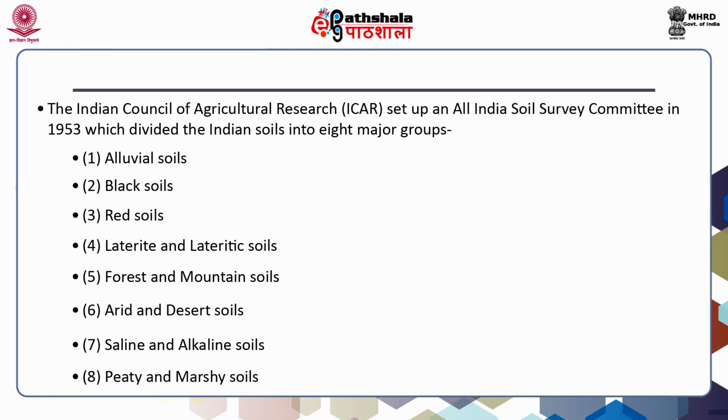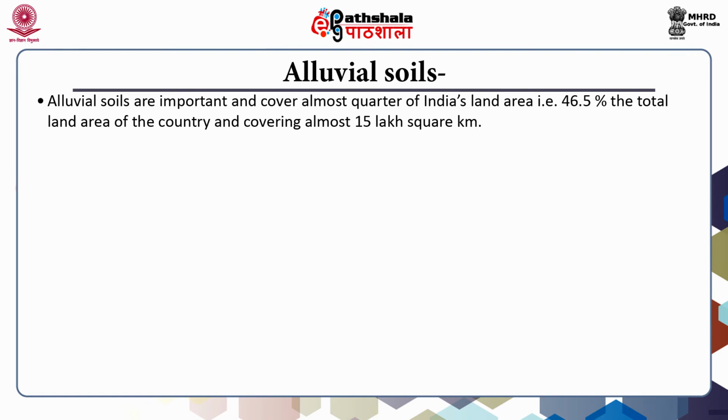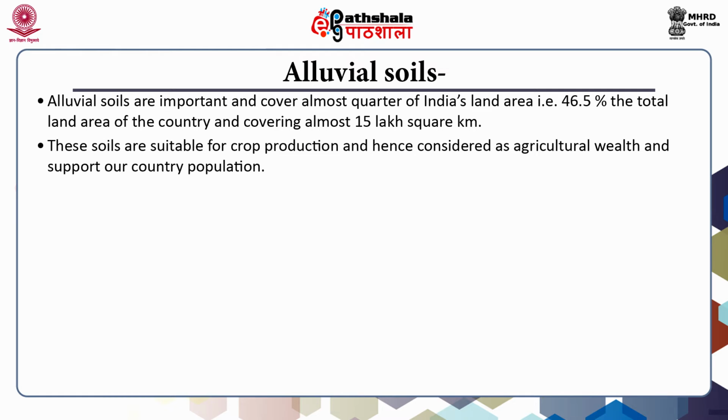First, we will take alluvial soil. Alluvial soils are by far the largest and the most important soil group of India, covering about 15 lakh square kilometers or about 45.6% of the total land area of the country. These soils contribute the largest share of our agricultural wealth and support the bulk of India's population.